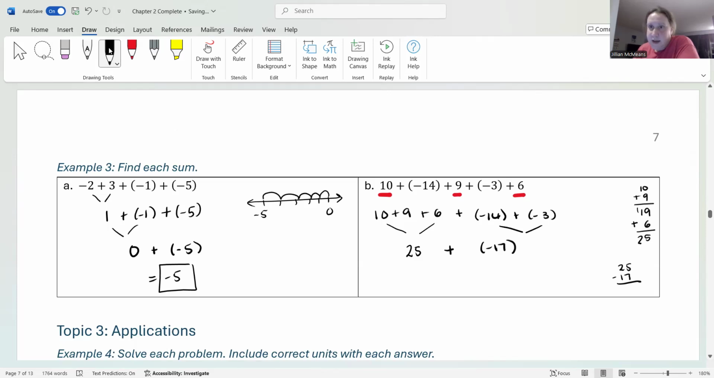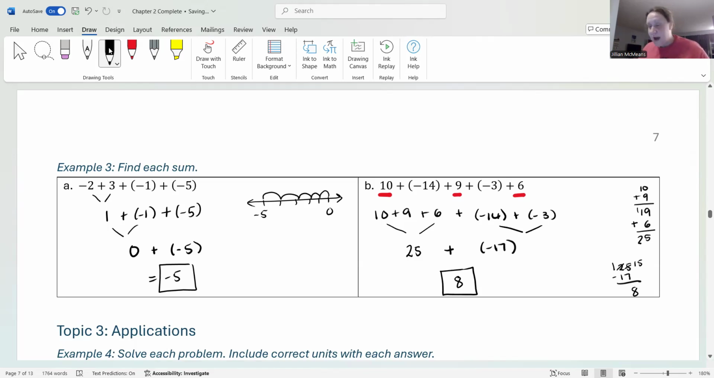So I cannot take 7 from 5, so I need to borrow. 2 becomes 1, 5 becomes 15. 15 minus 7 is 8, and then 1 minus 1 is 0, but I don't actually put the 0 in front of the 8. So I know my sum is going to be an 8, but is it positive or is it negative? Well, how much positive do we have? We had 25 positive. We only had 17 negative, so we have more positive. So that tells me my final answer is going to be +8.